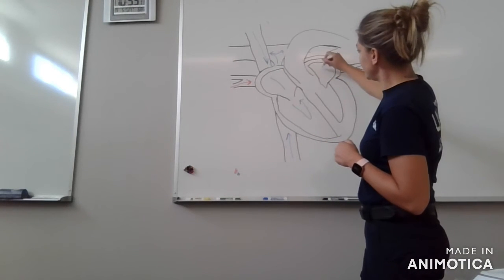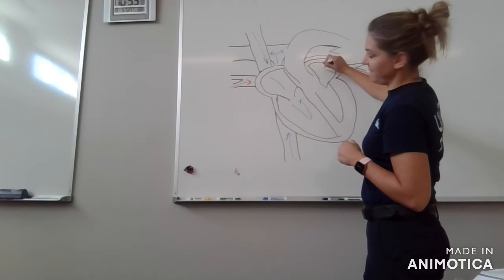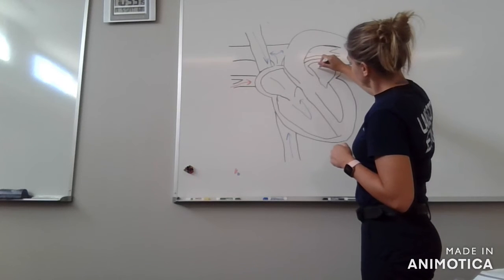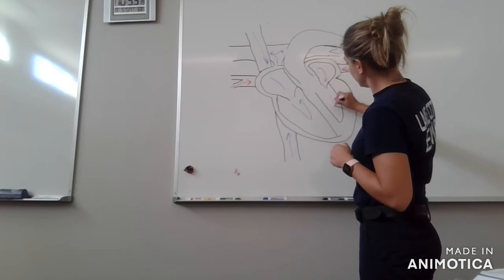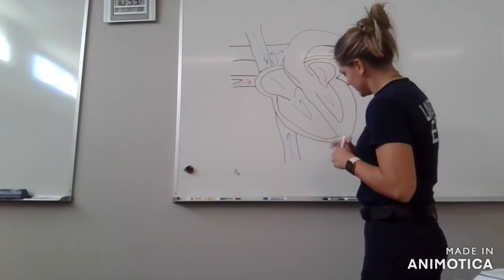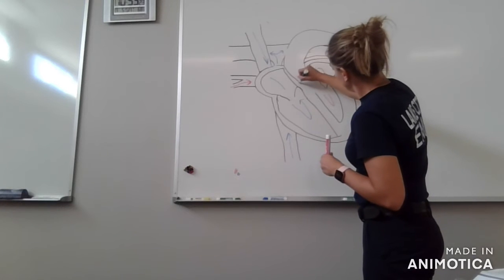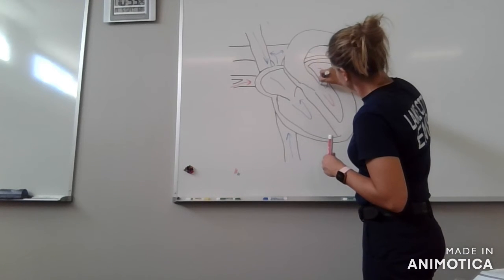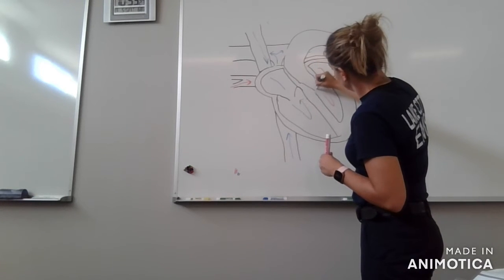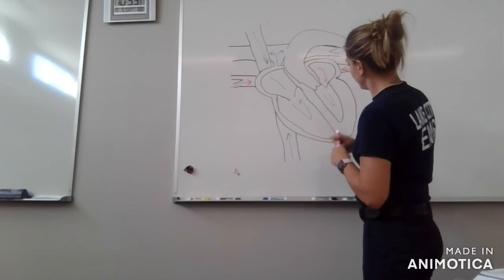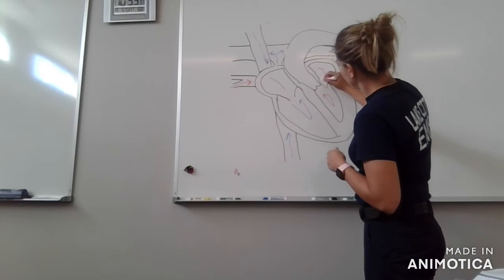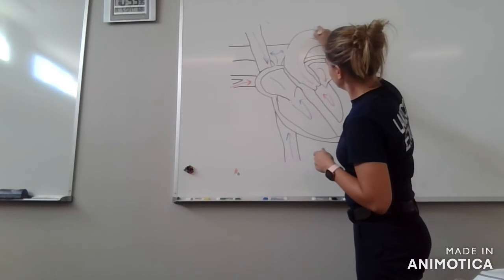The pulmonary veins empty into the left atrium. From the left atrium, blood gets pushed into the left ventricle. From the left ventricle, blood gets pushed through what is called a semilunar valve called the aortic valve. Blood is pushed up through there and out to the rest of the body.